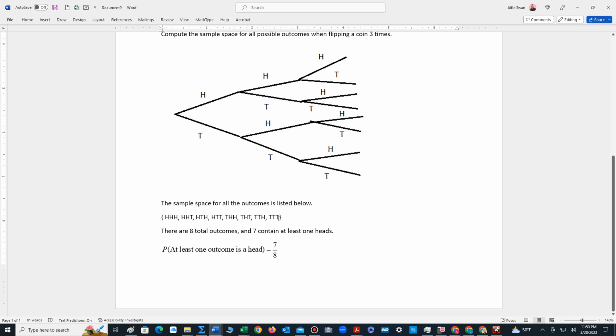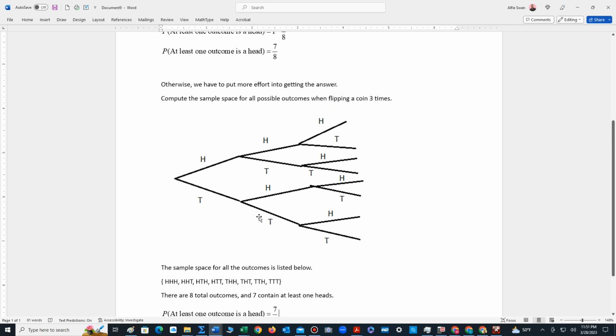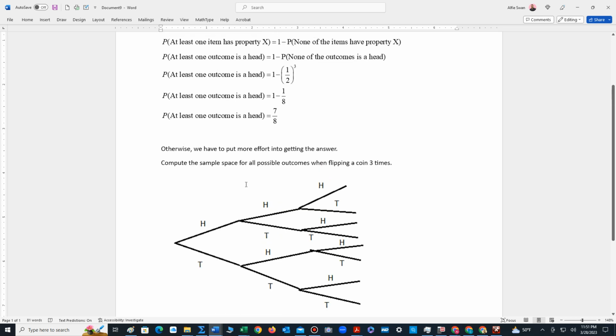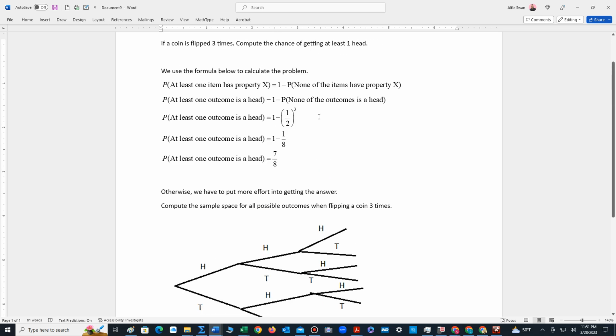There are 8 of them. And let's count all the outcomes that have at least 1 head. So here we got 1, 2, 3, 4, 5, 6, 7. And so we can then calculate our answer. 7 outcomes have at least 1 head out of a total of 8. So we can see that this method requires extensive work versus just applying the formula.